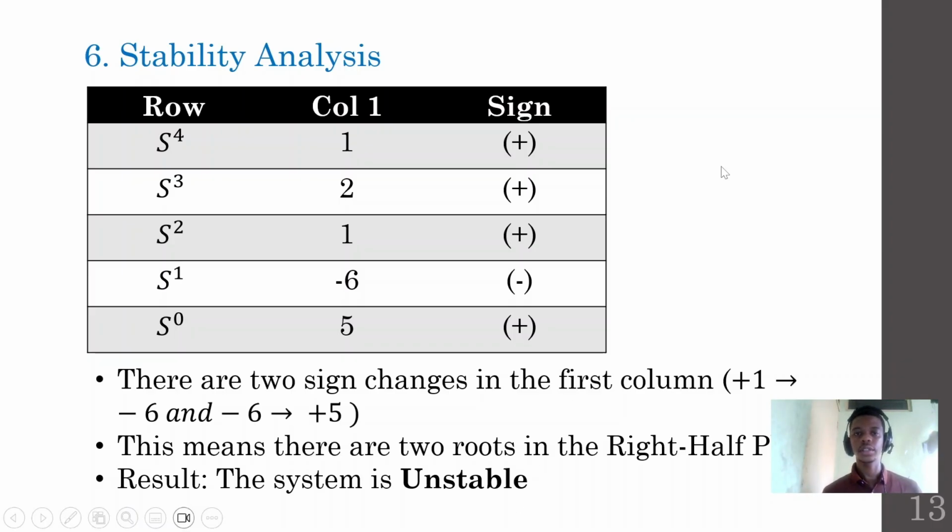In conclusion, from the Routh table constructed from the given equation, the first column contains two sign changes, from +1 to -6 and from -6 to +5. Because there's a sign change, this makes the system unstable. And according to the Routh-Hurwitz stability criterion, the number of sign changes in the first column corresponds to the number of roots that lie in the right half of the complex plane.